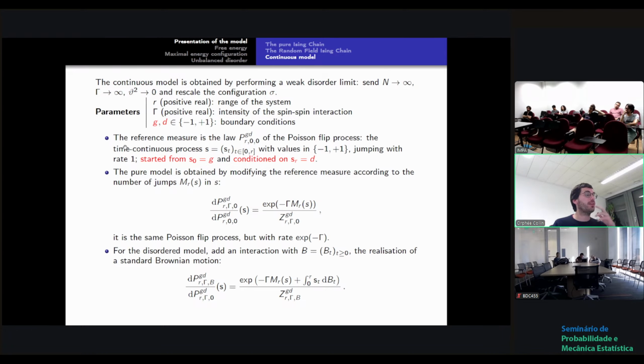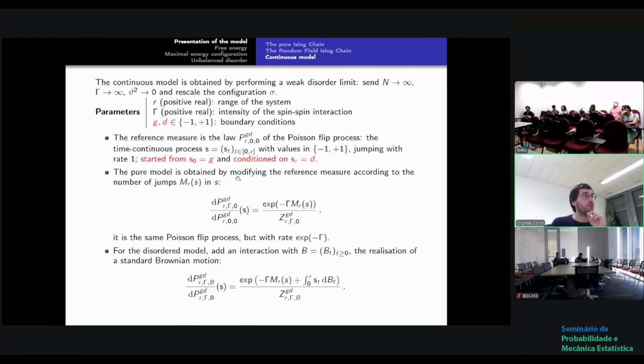We start from a reference measure, which is the law of the Poisson flip process. So it's the time continuous process, which starts with values in -1, +1, and which jumps to the opposite value at Poisson rates, so at rate 1. So it just jumps at the times of a Poisson process on the real line, for example. And we start from 0 and condition it to be at D at time R.